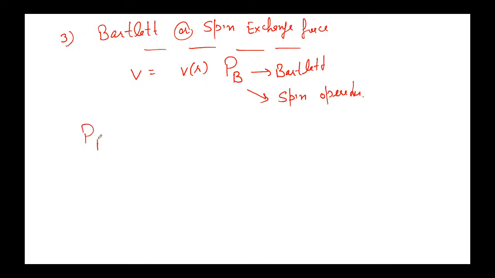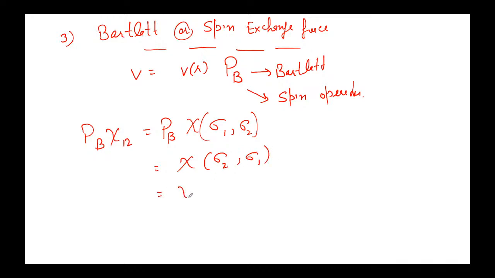And when this operator is applied upon this spin function, where sigma is dependent upon the Pauli spin operators sigma 1, sigma 2, there is a change in spin between these two nucleons, and this we can write as xi21. So this P_B operator interchanges the spin of two nucleons. You can see that when we apply this P_B operator to the spin wave function xi12, it changes from xi12 to xi21.